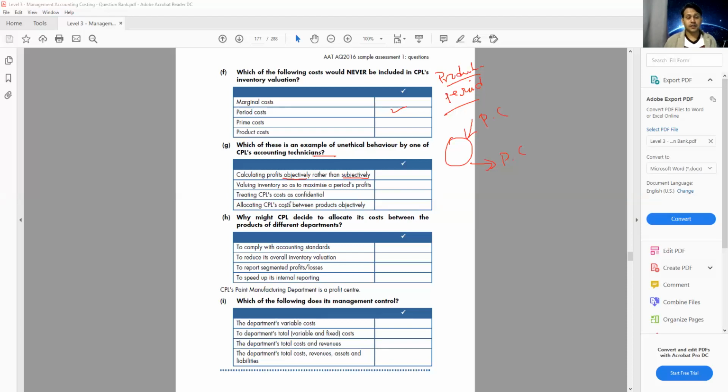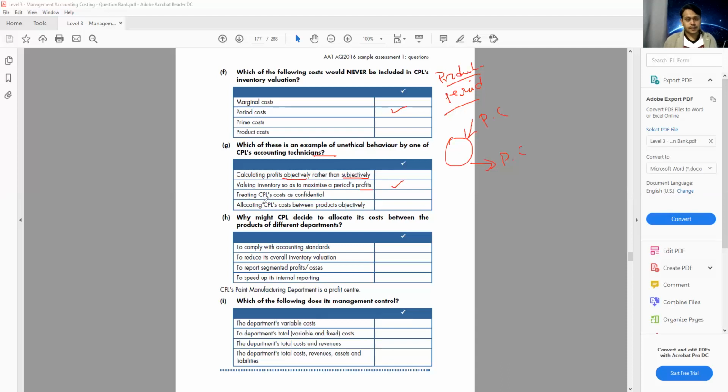If you value the inventory because you want to maximize the period profit, that's going to be unethical, isn't it? That's not ethical. You cannot manipulate the accounting system just to show someone the results and show more profit. So this is unethical behavior.